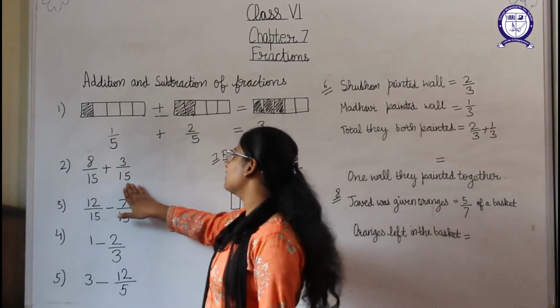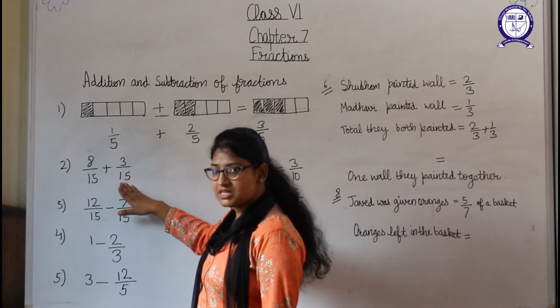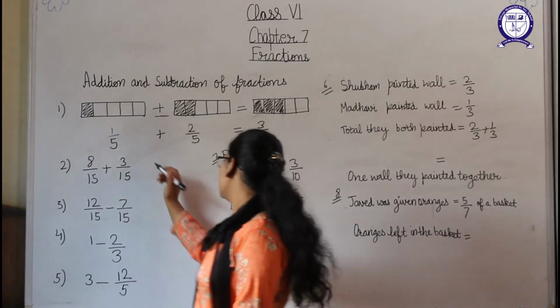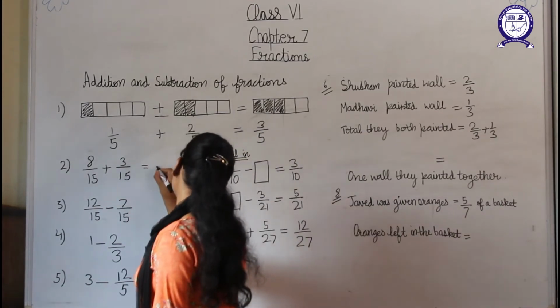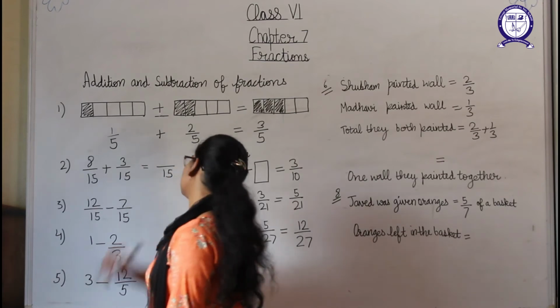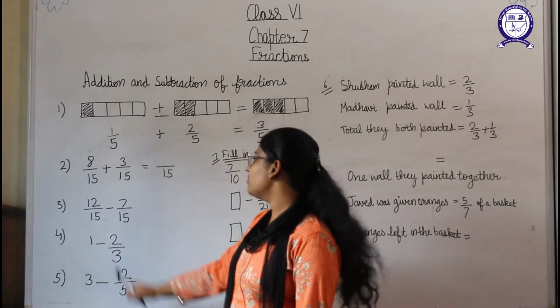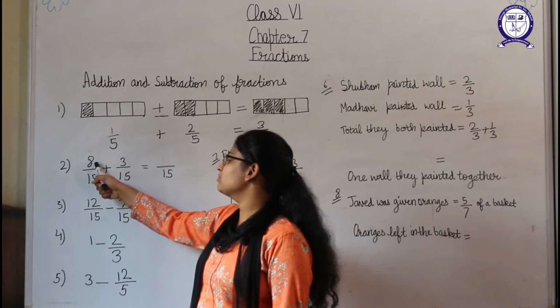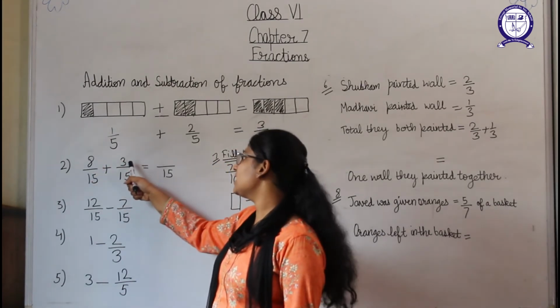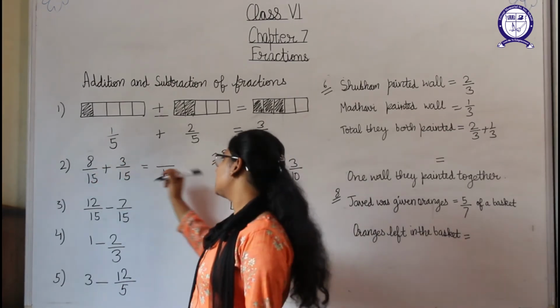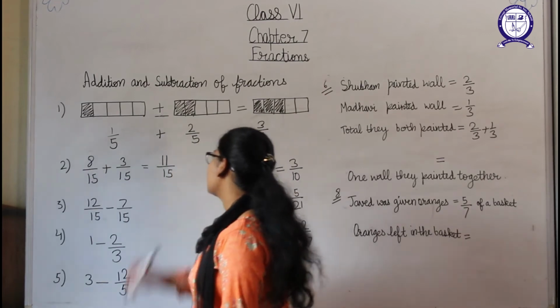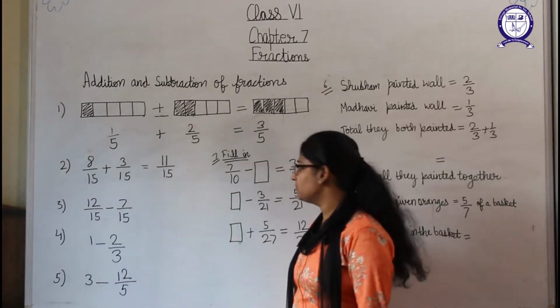Here we will check first: the denominator is the same, 15 and 15. It means for the answer we will put the same denominator, that is 15. And in the numerator, what do we have to do? We have to add them. Here the numerator is 8 and here it is 3. So 8 plus 3 gives us 11. So our answer is 11 by 15.